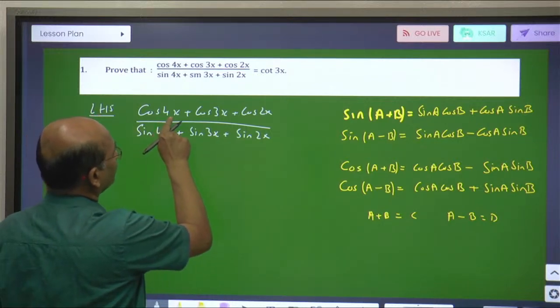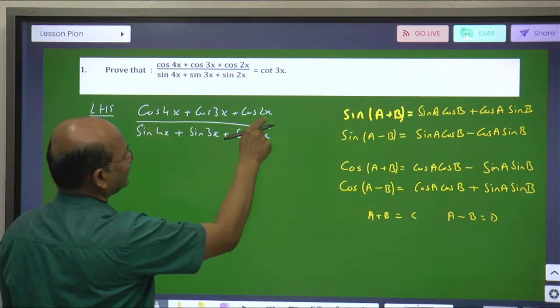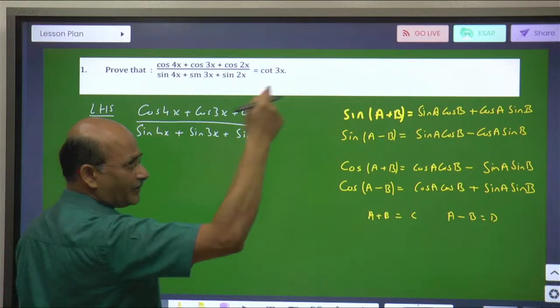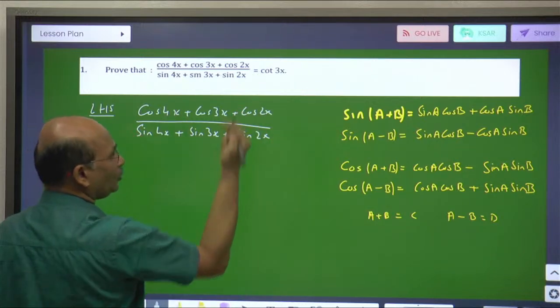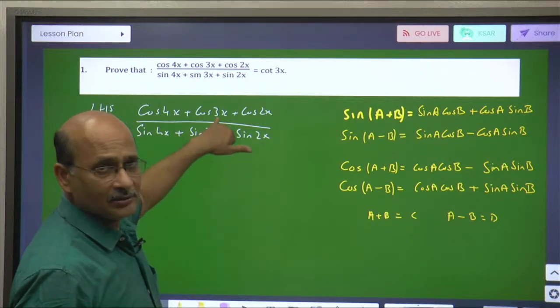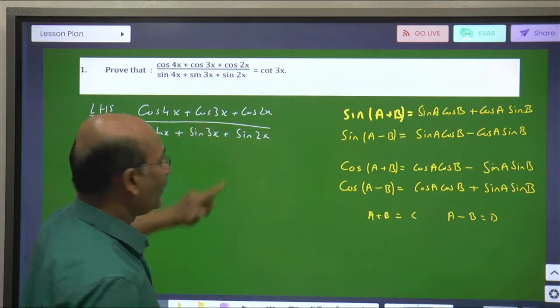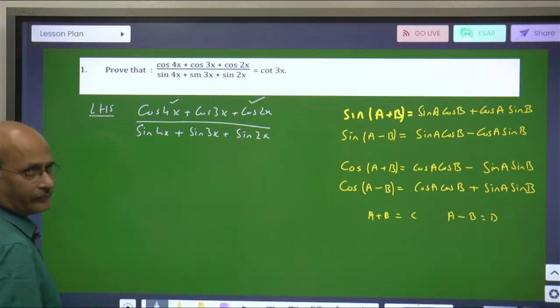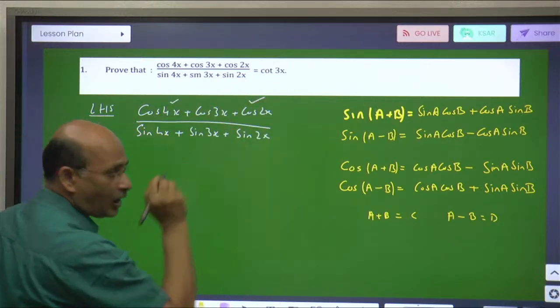4x plus 2x, 6x divided by 2, because it's C plus D by 2. So 4x plus 2x divided by 2 is nothing but 3x. So what I am going to do, I am going to pair this and this. Okay. Now see how I apply the formula.